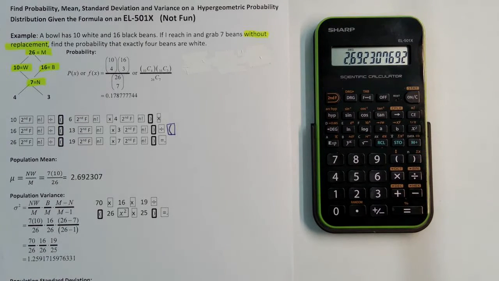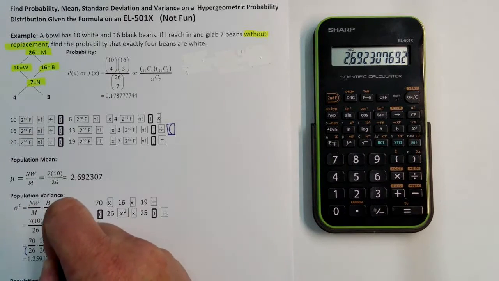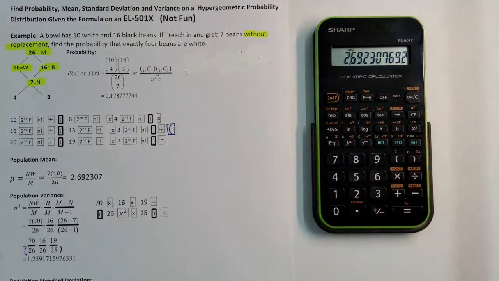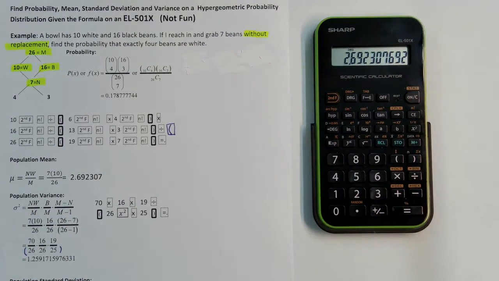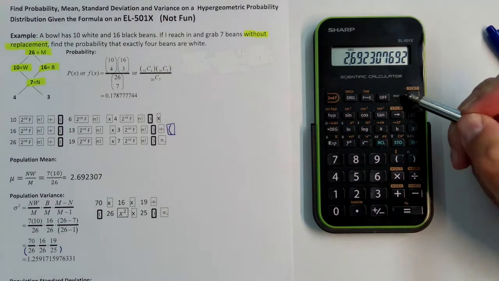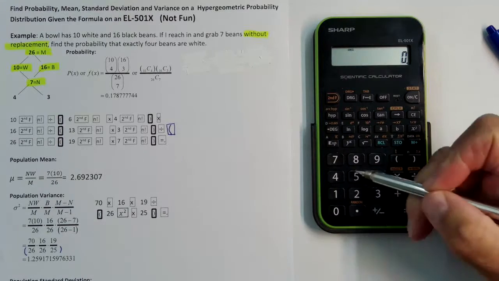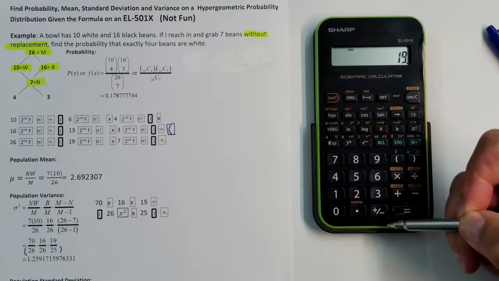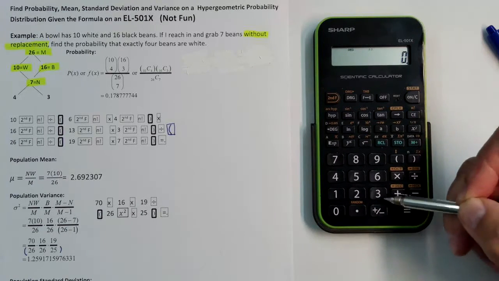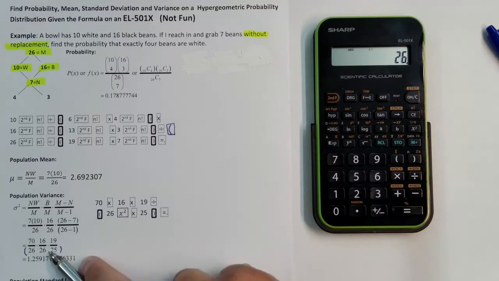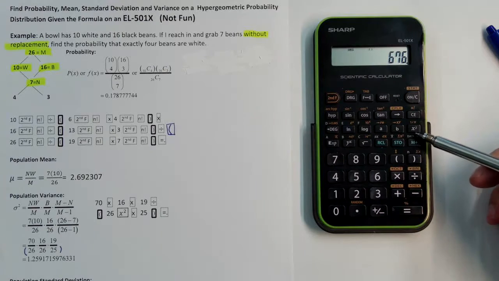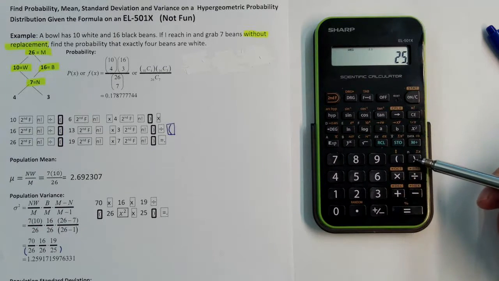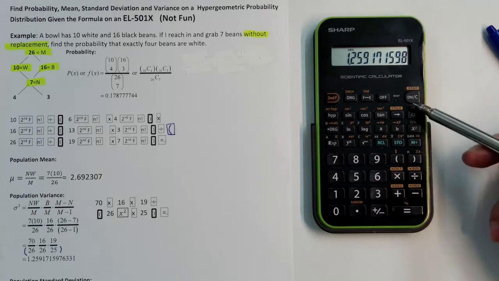So the way you would do that, you would just multiply these numbers together, divided by, put this in parentheses. So you want to put that in parentheses. Okay, you'll see that. Good. So I'm going to clear this, and I'm going to go 70 times 16 times 19 divided by open parentheses 26. 26 times 26 is 26 squared, so I'll just hit x squared times 25, close parentheses, equals 1.259.